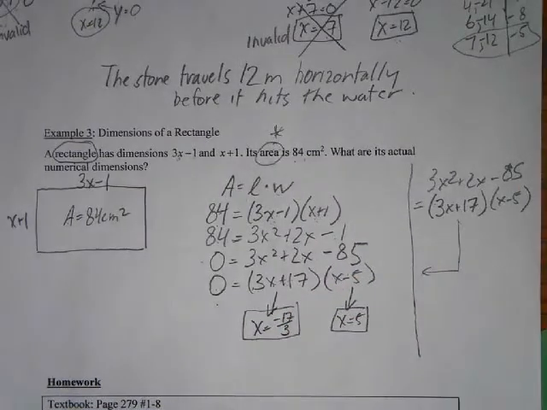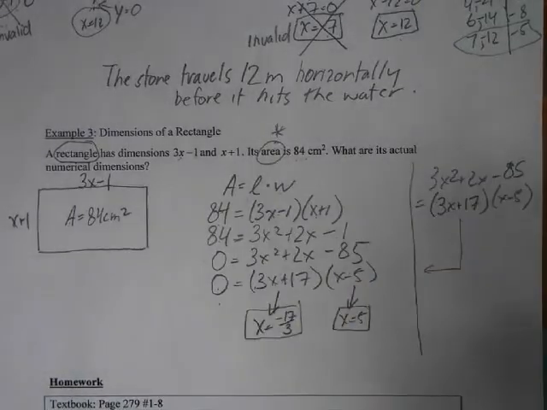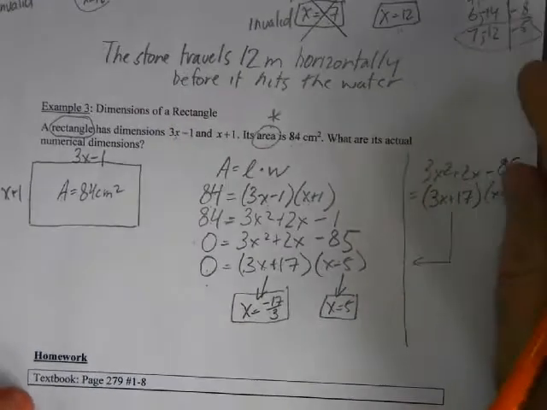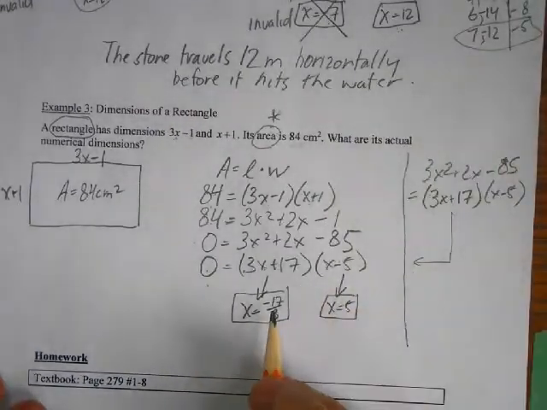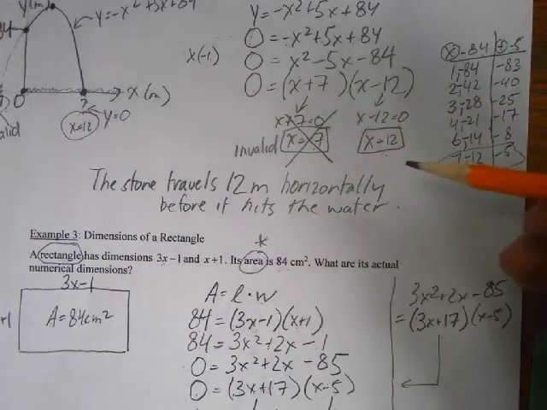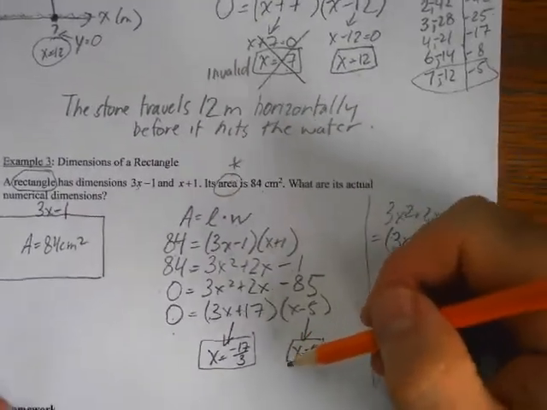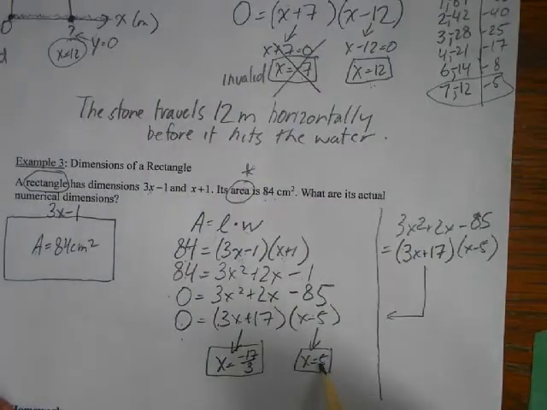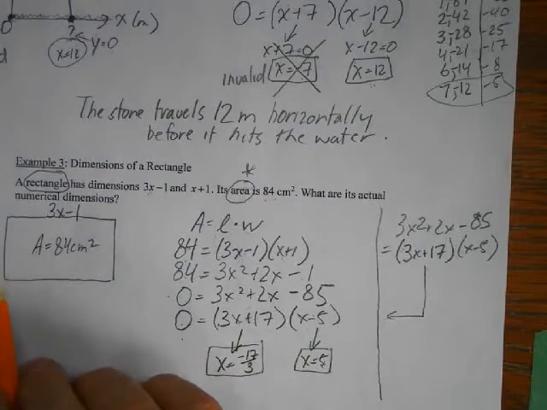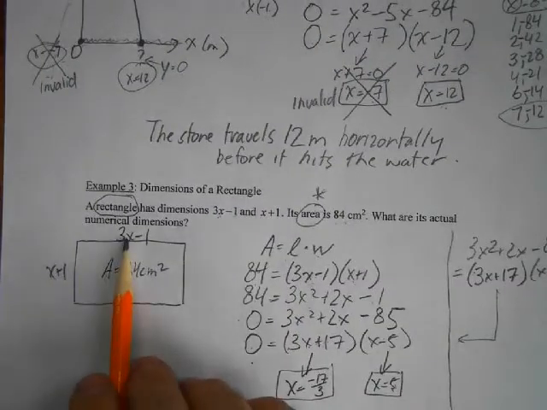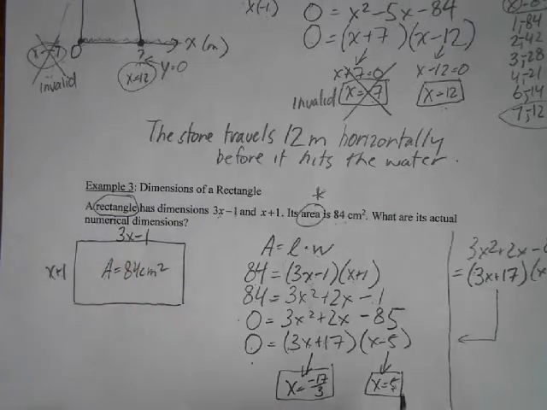Okay, now I've got 2 answers again, which I've told you we get most of the time with solving quadratic equations. And just like last time where I ruled out one of the answers, I'm going to check to see if these answers make sense. So let's look at the 5 first. If I plugged 5 into both of these, the length and the width, I get a 6 and 14. So that's a possible answer.